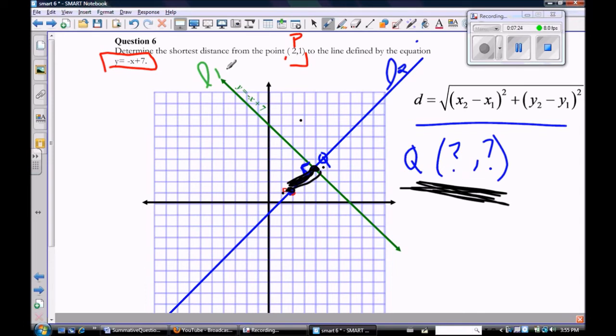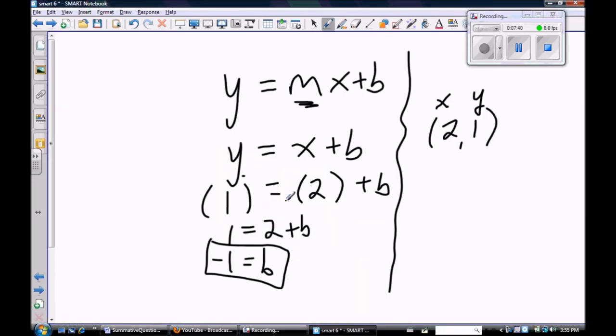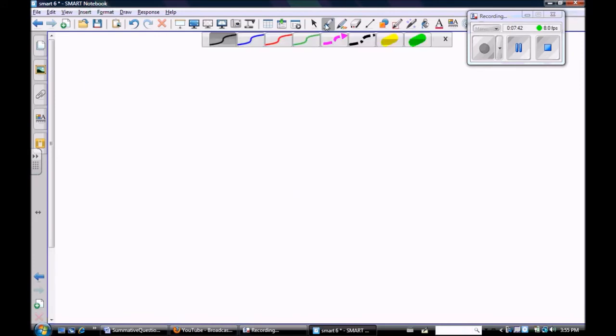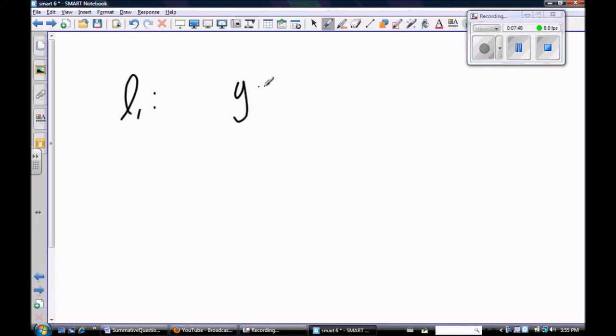So look what I have now. I now have line 1 and its equation, line 2 and its equation, and that means if I have two equations, I can find their intersection. And in this case, their intersection is Q. So that's the next step. So I'm going to take line 1, which has the equation y equals -x plus 7, and I just found the equation of line 2. It's y equals x minus 1. And I'm going to solve.